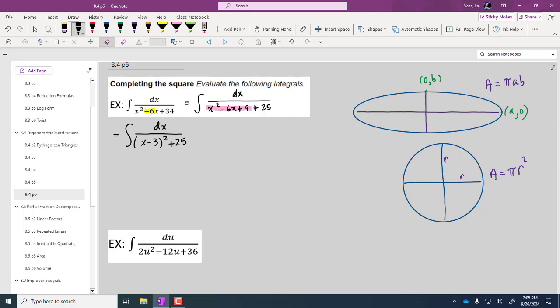Now it's looking a heck of a lot like an inverse trig type of integral. It's looking a lot like we could do trigonometric substitution here. Now, do we need trigonometric substitution here, or do we already know the antiderivative of this?